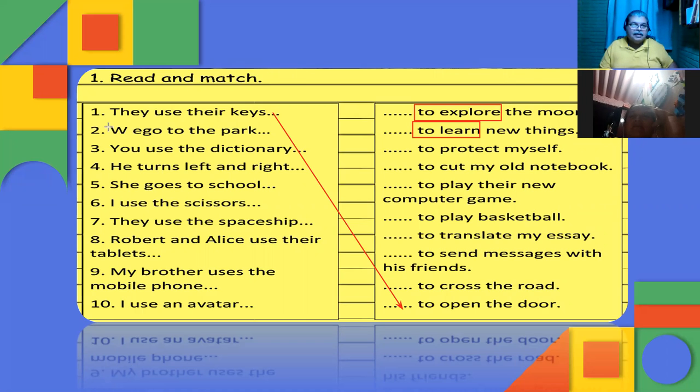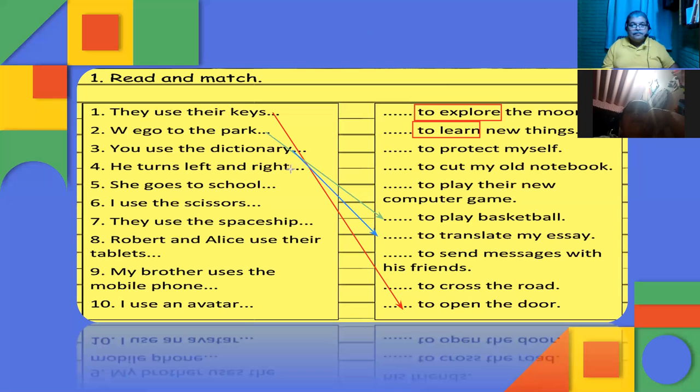A ver esta. Aquí quedó mal escrito. Aquí es we go. We go to the park. To the park. ¿Para qué? To play basketball, yes, definitely. Okay, next. You use the dictionary? ¿Para qué? To translate my essay. To translate my essay, very good. Essay. Okay.